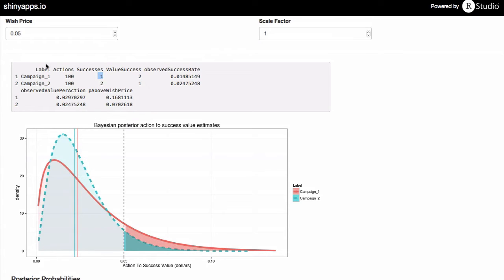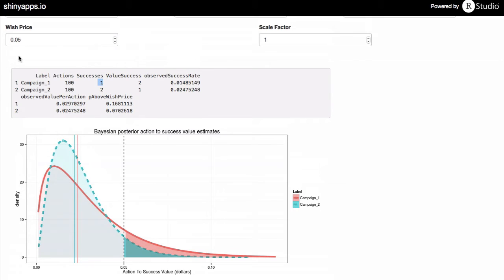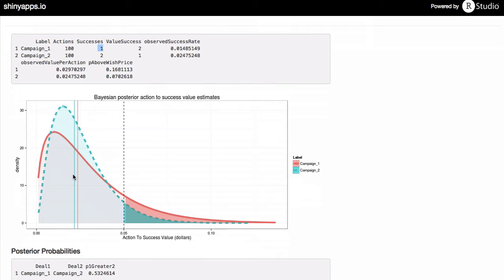Also, the wish price is one of our additional analysis controls. That controls the location of this black dashed line. Right now it's set at a nickel per action, which is much higher than the observed rates of 2 to 2.5 cents per action we're estimating on these campaigns. What is done is, for each campaign, we calculate how much of the probability mass, which is shown shaded here, is above the wish line.